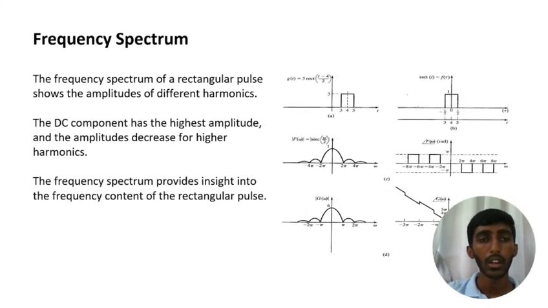Frequency spectrum. The frequency spectrum of a rectangular pulse shows the amplitude of different harmonics. The DC component has the highest amplitude and the amplitude decreases for the higher harmonics. The frequency spectrum provides insight into the frequency content of the rectangular pulse.